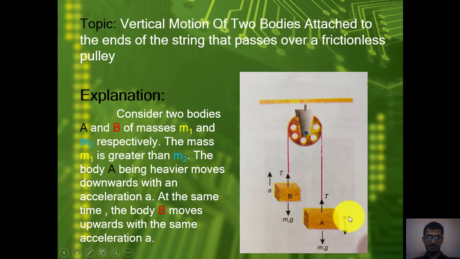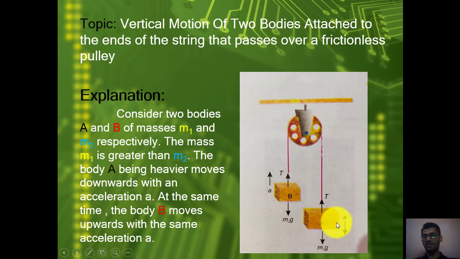Let this acceleration be denoted by a. At the same time, the body B, attached to the other end of the string, moves up with the same acceleration a. As the pulley is frictionless, the tension will be the same throughout the string, and this tension is represented by capital T.